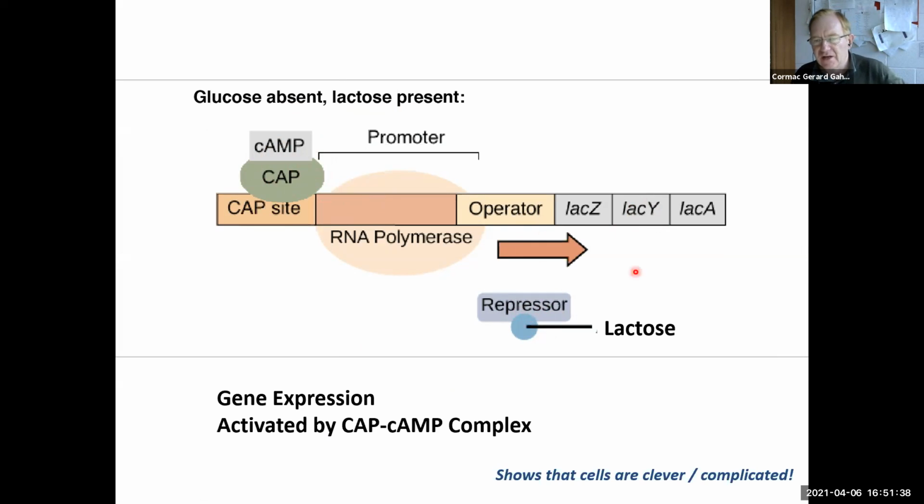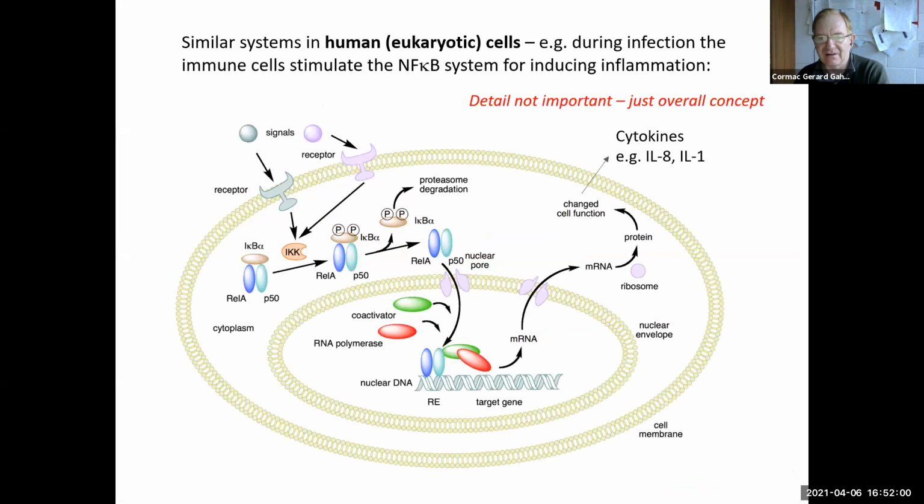Okay, so hopefully what you'll be able to do is go back over these slides. The way to study this is to draw it out for yourself and see what happens in the different scenarios. And I think it should make sense based on the way we presented it. And what it shows is that cells are very clever. They're very complicated. They're clever, and they can adapt to their environment properly.